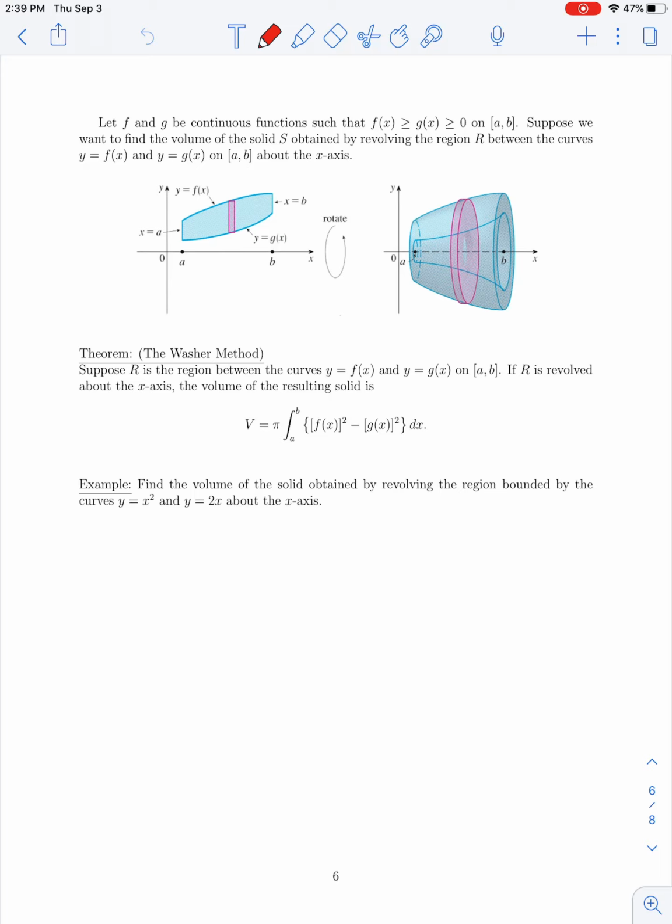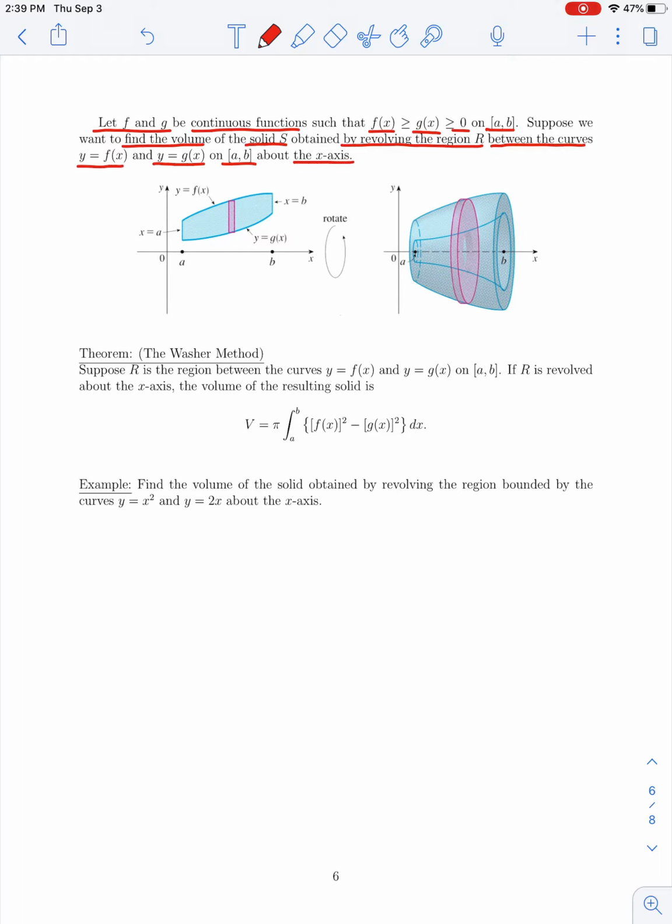Suppose that we have two functions f and g which are continuous, and f of x is greater than or equal to g of x, which is non-negative on some interval from a to b. So let us suppose that we want to find the volume of the solid S, which would be obtained by revolving this region R between the curves y equals f of x and y equals g of x on the interval from a to b about the x-axis.